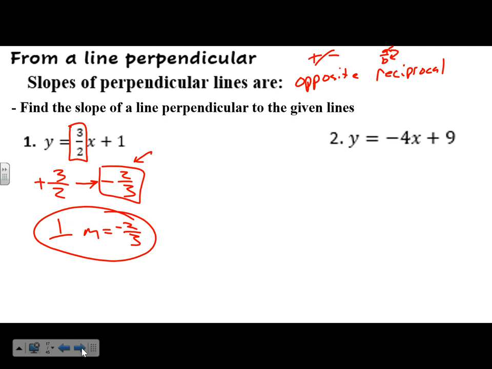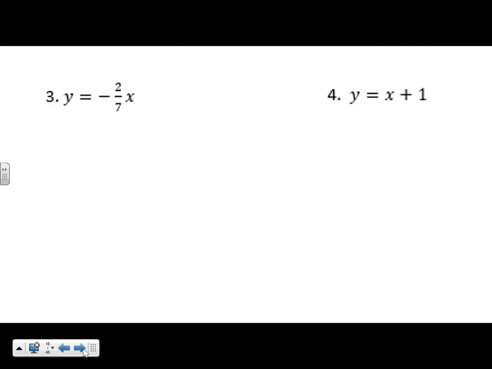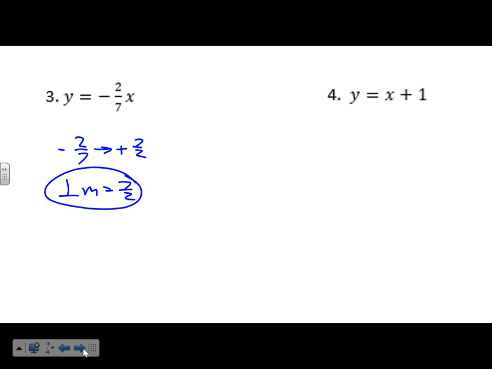This one, it's not a fraction, so you put it over 1. So -4 over 1. The opposite reciprocal is positive 1 over 4. So my slope of my perpendicular line, 1 over 4. Opposite reciprocal of this one, -2 over 7. That means it's positive 7 over 2. This one doesn't have anything. Well, remember, it's just a 1x. If you want to make it a fraction, so you can do reciprocal, it's 1 over 1. So positive 1 over 1, the opposite reciprocal is negative. If you switch the numerator and denominator, it's still 1 over 1. That's just -1.